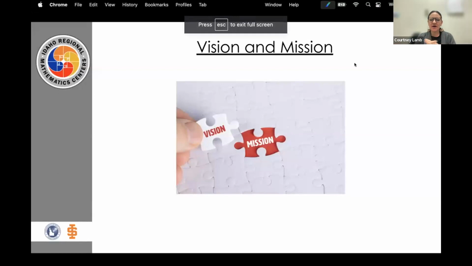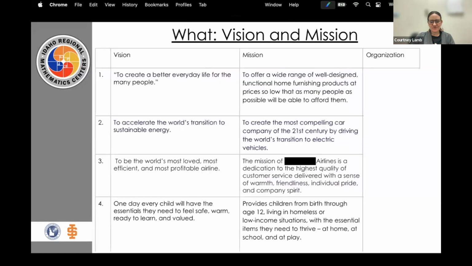So we're going to talk about vision and mission today, specifically related to your project. I know last time in my video, I mentioned that hopefully you have an idea of what your project is, because that will relate to what we're doing this month. So mission and vision, we're going to talk about it generally, and then we'll talk about how it relates to your project.